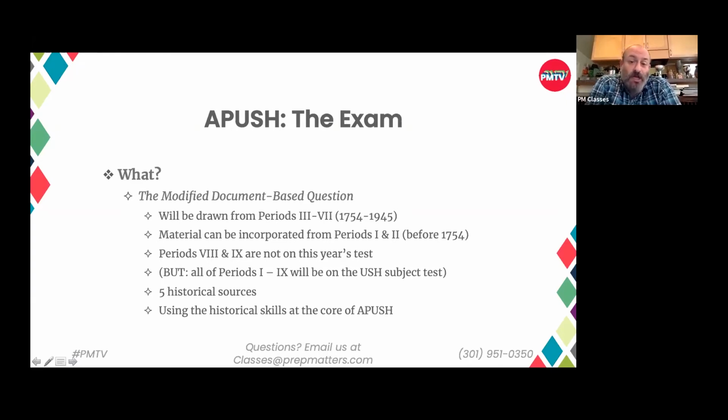If you are taking APUSH, the chances are you've had practice, in fact, perhaps extensive practice with the document-based questions. The main heart of the question, and you're going to get one free response, modified DBQ, is going to be from periods 3 through 7, 1754 to 1945. You're welcome to bring in the material that we're going to talk about today, periods 1 and 2 before 1754, but it's not required. Periods 8 and 9, after the end of the Cold War, are not going to be on the test at all this year.